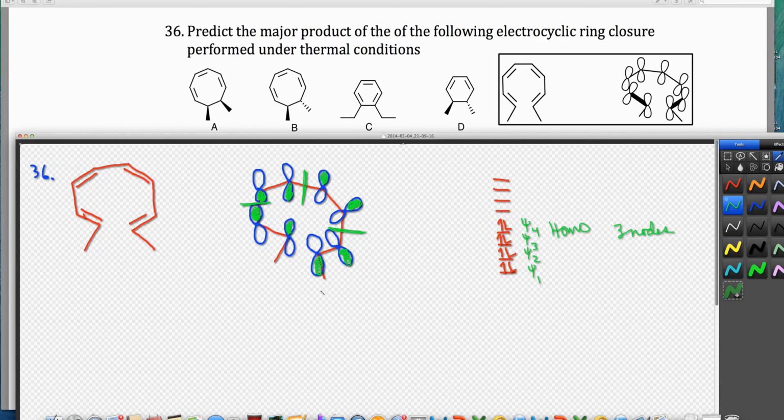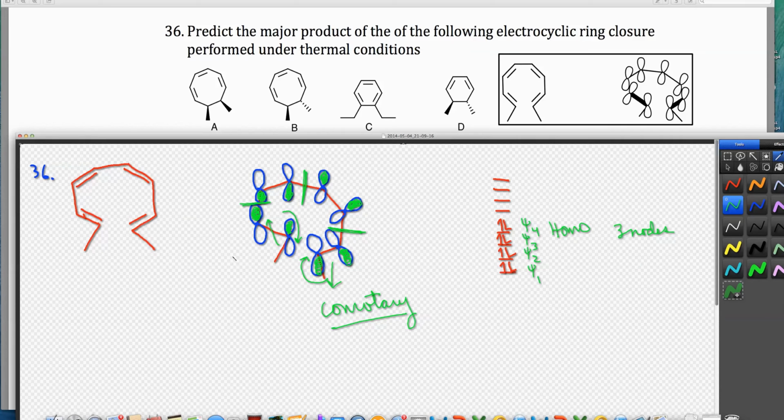Now, in order for like phases to interact, we'll have to rotate this orbital clockwise and rotate this orbital clockwise. So this is conrotatory. Okay. And also, look at what's going to happen with the methyl groups. This methyl group will go into the plane or away from us, while this one's going to come out towards us. That's going to be a trans-like arrangement.